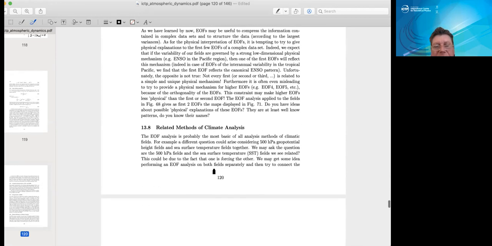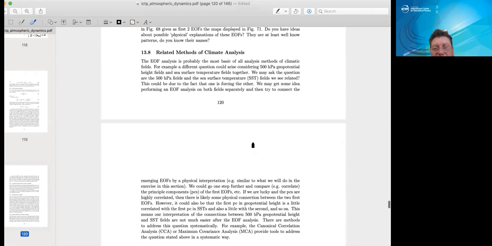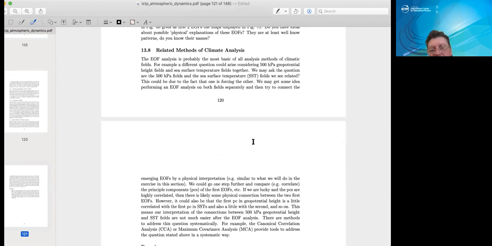I just want to mention that there are many other methods that are also relevant. This EOF analysis is the most basic analysis that you can use to dig into big data sets, if you want to do data mining. Now people are talking about big data and data mining and so on. The EOF analysis is the most basic tool for data mining, but there may be other tools that are often based on EOF analysis.